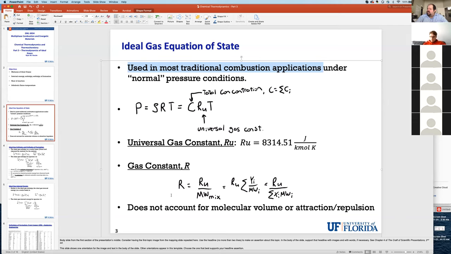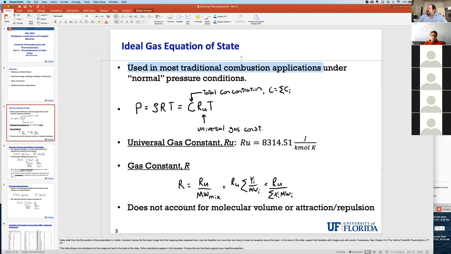And so that gas constant for the mixture is just the universal gas constant divided by the molecular weight of the mixture. Then you can substitute in the definition of the molecular weight of the mixture, and you can base it off the mass fraction or the mole fraction, whichever is more convenient for a given calculation. And this definition here for the gas constant is independent of the equation of state.